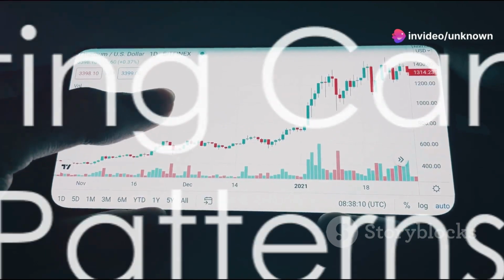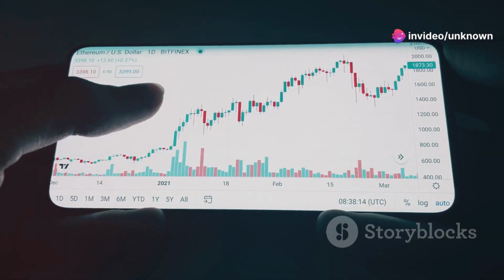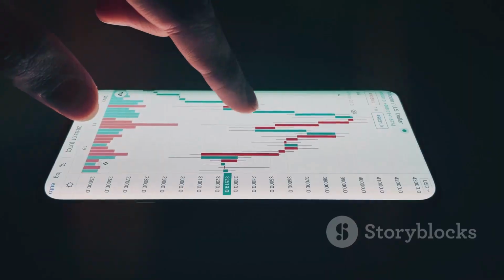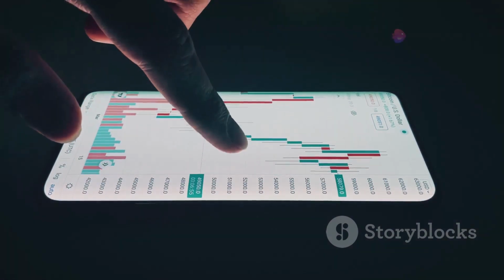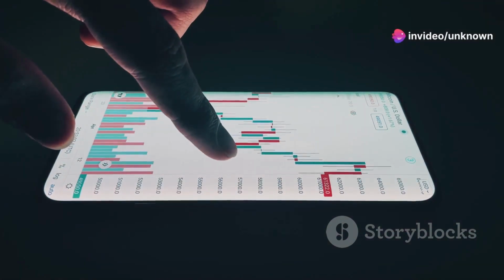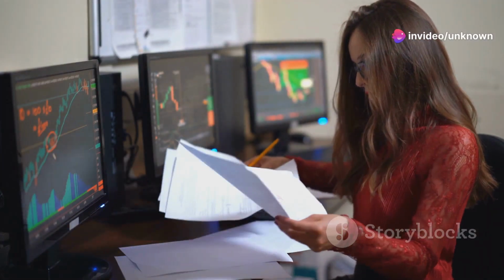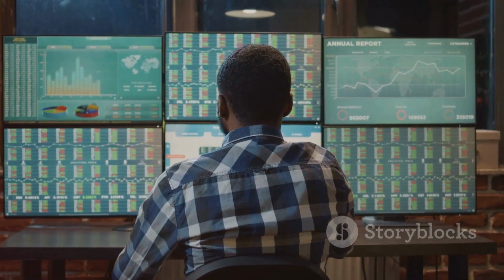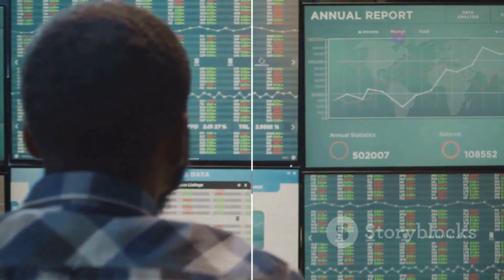Interpreting these candlestick patterns is an art. Traders combine them with other technical indicators and analysis techniques to make informed trading decisions. Remember, these patterns can hint at potential trend reversals, continuation patterns, or market indecision. However, they are not standalone tools. They work best when part of a comprehensive trading strategy, combined with other forms of analysis and risk management techniques.